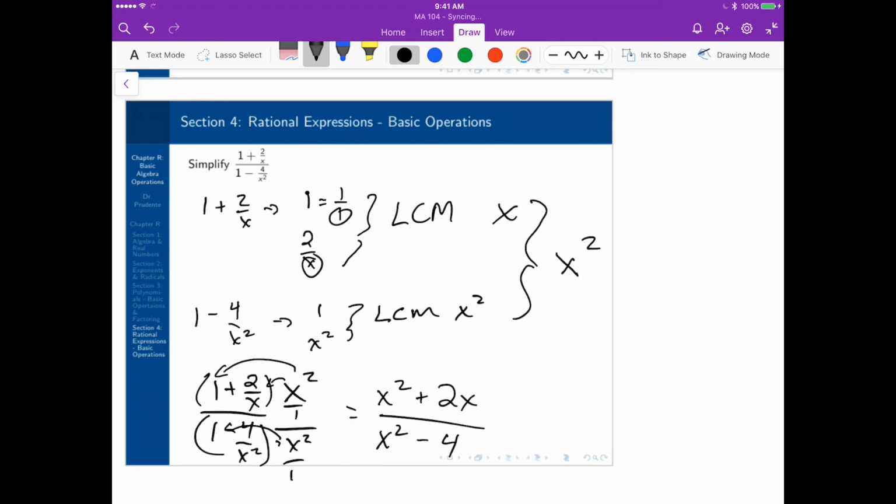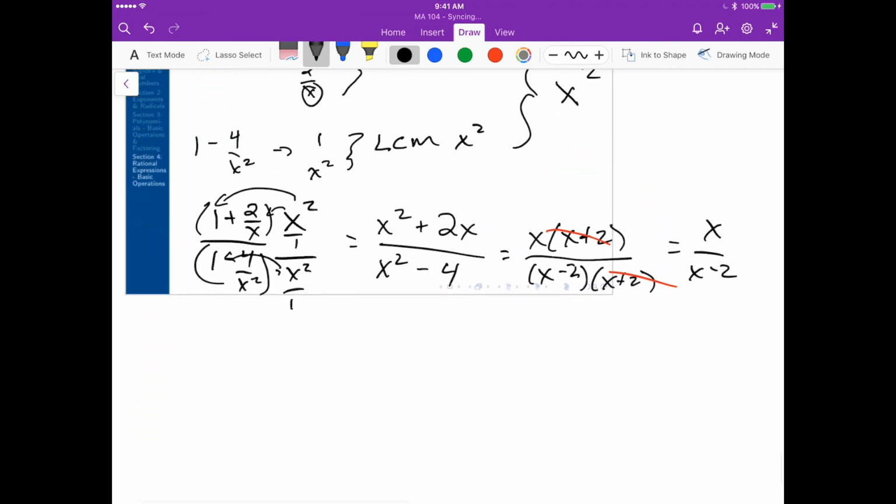And I'll say, can this simplify any more? Can I factor things out? Well, yes, I can take an x out of the numerator. I'll be left with x plus 2. That denominator is, again, a difference of squares. So it's x minus 2, x plus 2. Right? I can cancel the x plus 2 terms, and I'm just left with x over x minus 2. That is my final answer.